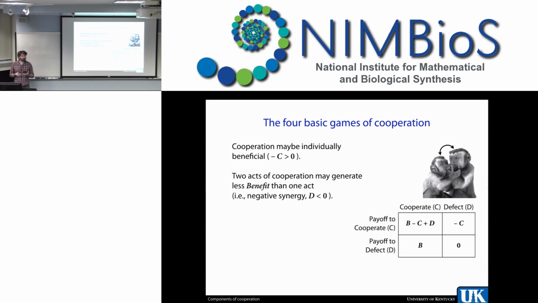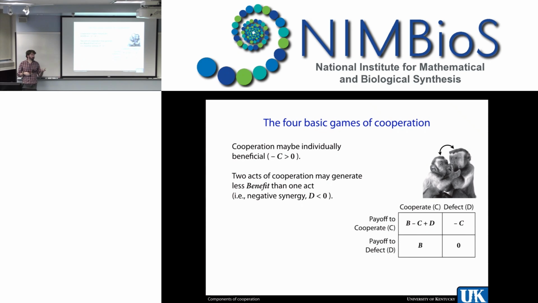So a really classic example of this is something called the producer-scrounger game. If you are looking for resources, it's individually beneficial for you to spend the effort to find them if no one else knows where they are. But if there are other individuals in the population, once they know that you have knowledge of those resources, it's cheaper for them to just copy what you do. They're going to scrounge that information.